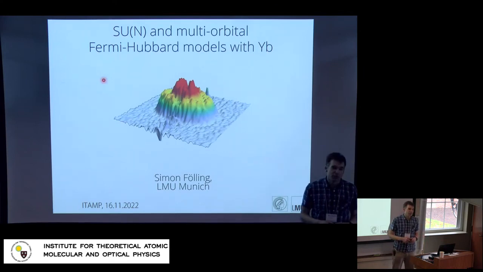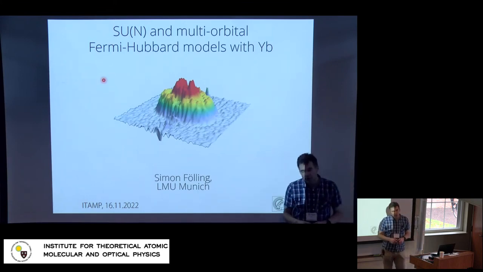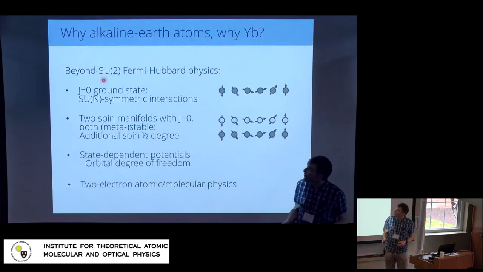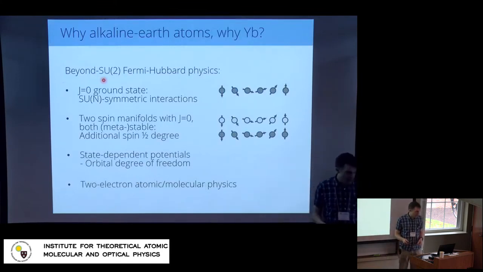For example, a couple of times we had already heard about SU3 models, or more generally SUN systems, and other extensions to Fermi-Hubbard models that we can realize with other atoms than our beloved alkali atoms, and in particular I'm going to talk about Ytterbium and alkaline-earth-like atoms. And what's the idea here?